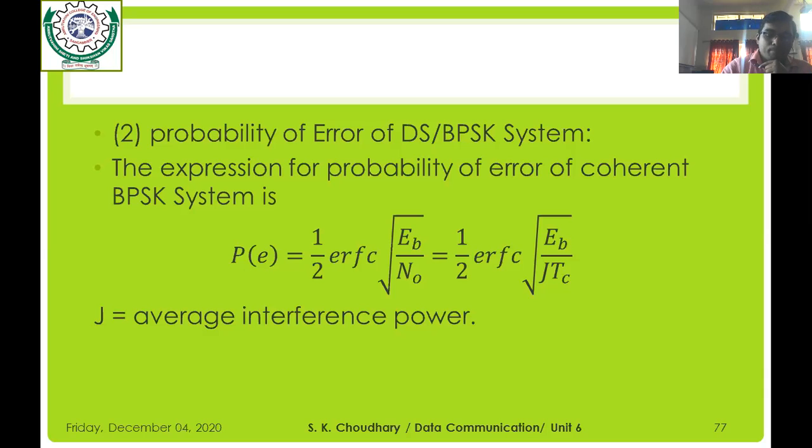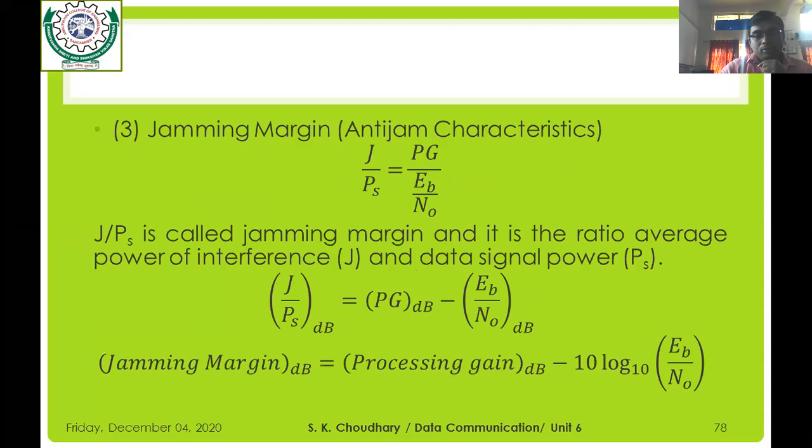And the third one, which is the main purpose of this spread spectrum technique, is jamming. So it is the capability of jamming the signal. The jamming margin can also be found out, that is, the anti-jam characteristics. J is the average interference power with respect to the signal power Ps. It is considered as the jamming margin, the ratio of J upon Ps. That is equal to processing gain upon Eb upon N naught, the signal to noise ratio. So J upon Ps is called the jamming margin.